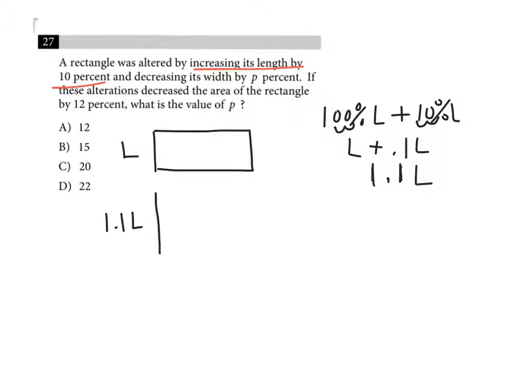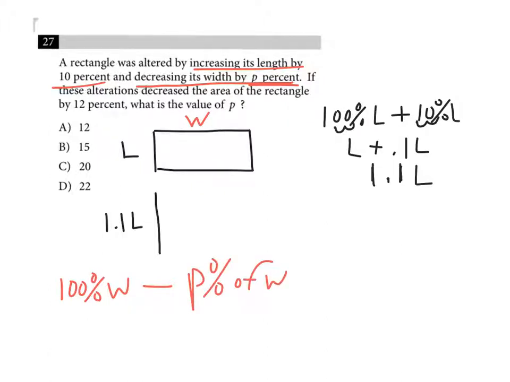So we're going to have a new rectangle whose length is 1.1 L. The width is being decreased by p%. So the width, I'll call it originally W. Now the width is being decreased by p%. So what does that mean? I'm going to take 100% of the W and I'm going to subtract p% of W. Now how do I write p%? Well, what I'm going to do is I'm going to start off as p% of W.